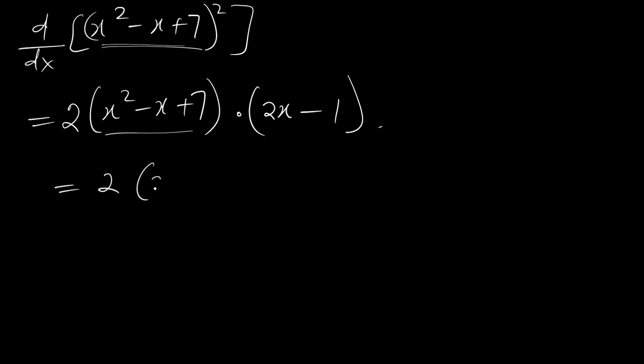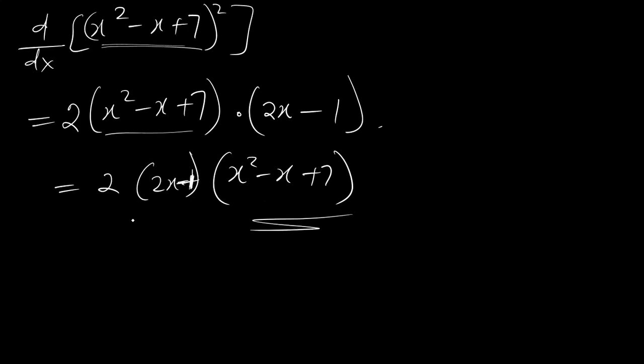So it will be 2 into 2x minus 1 into x squared minus x plus 7. So this is the final answer.